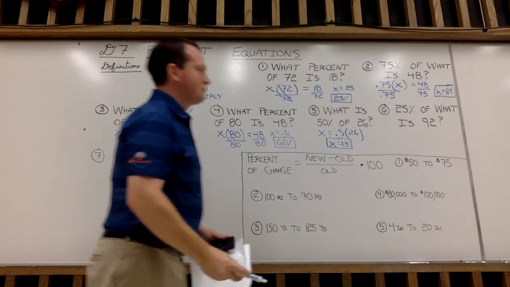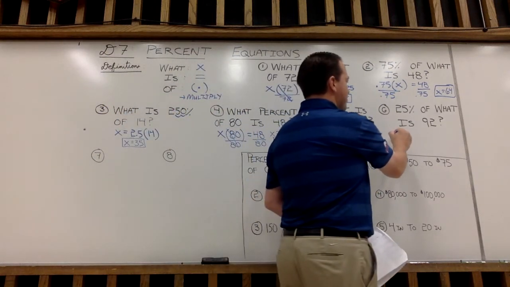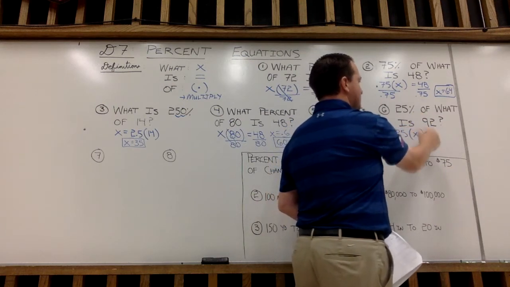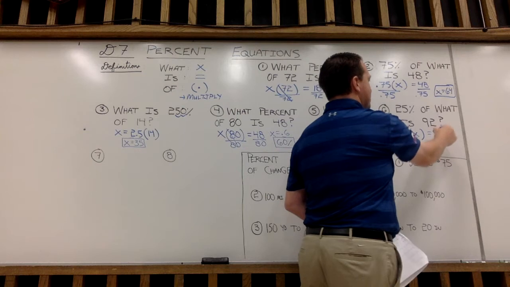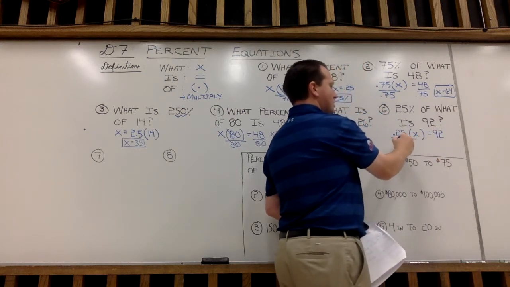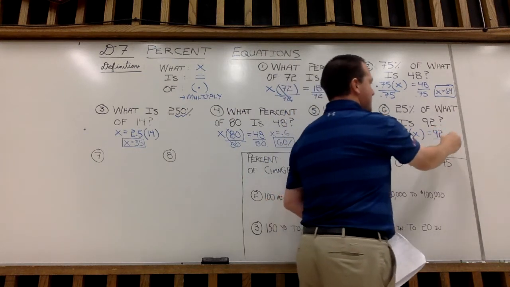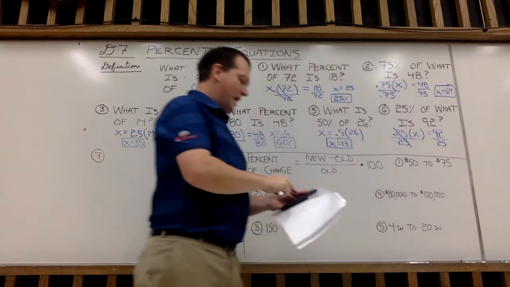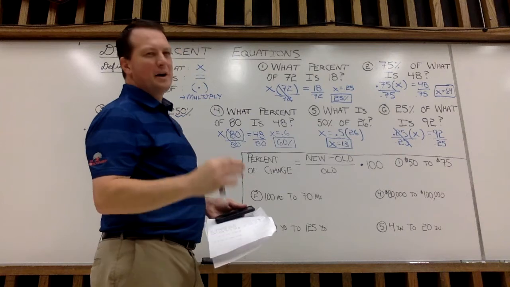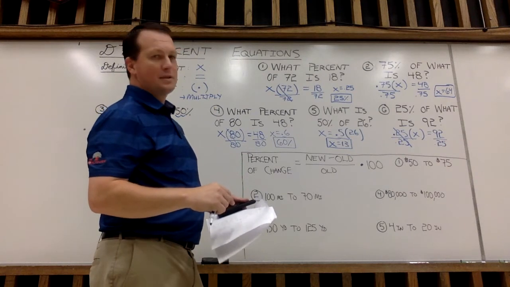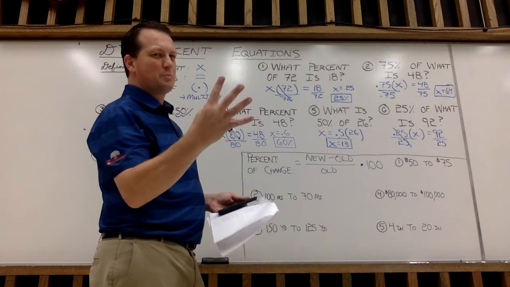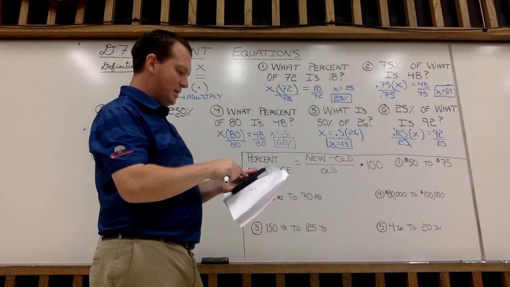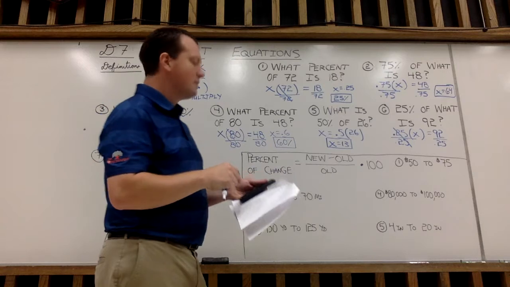6. 25%, 0.25, of, times what, x, is, equals 92. So undo multiplying, I'll divide both sides by 0.25. 92 divided by 0.25. Dividing by 0.25, a fourth, is the same as multiplying by its reciprocal, 4 over 1. So I believe it's 368. 92 divided by 0.25 is 368.